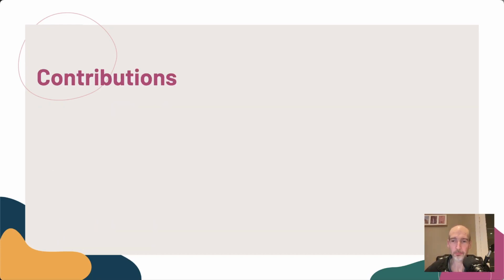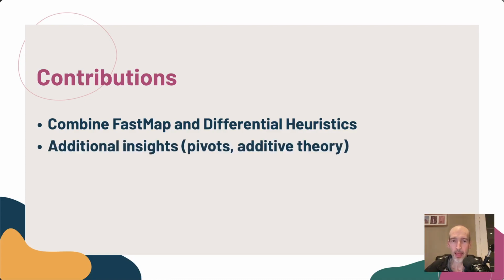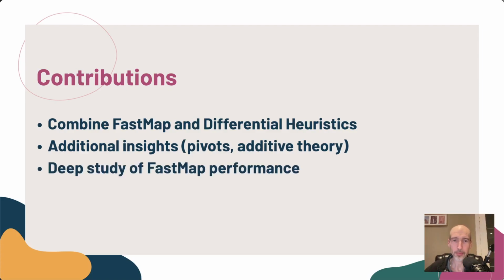The paper here that I'm going to talk about shows how to combine FastMap and differential heuristics, or the idea of a differential embedding. And there are some additional insights in the paper about building pivots and some additive theory. I don't have time to go into all those details, but I'll point out where those are. The full details are in the paper.